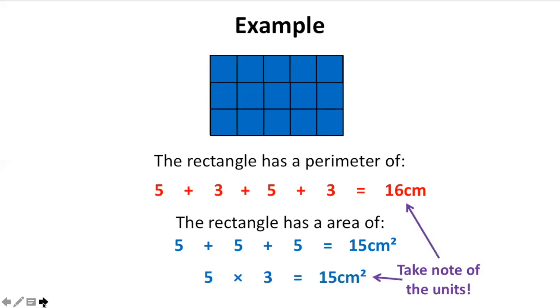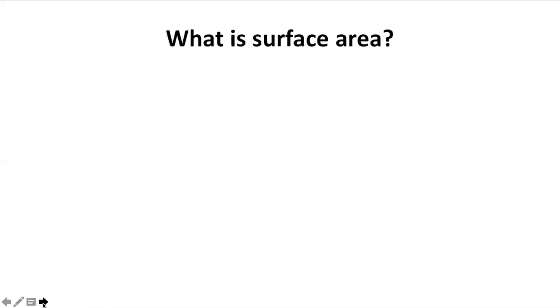Okay, so one thing to take note of, perimeter and area, the unit for area is cm square or meter square. Perimeter is just centimeter or meter. Okay, then we look at surface area.